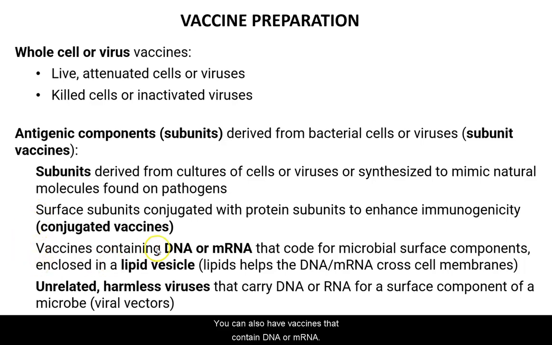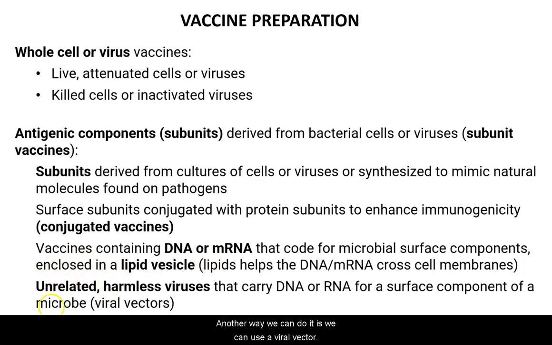You can also have vaccines that contain DNA or mRNA. And remember, these guys are going to code for something. And in vaccination, they're going to code for microbial surface components. So antigens. And what we do is we put these molecules inside a lipid vesicle using nanolipids. And these lipids are going to help this molecule cross over into our cell membranes, where these molecules can be made and displayed on our cells. And then our cells see the antigens and create an immune response to it, create antibodies to it.